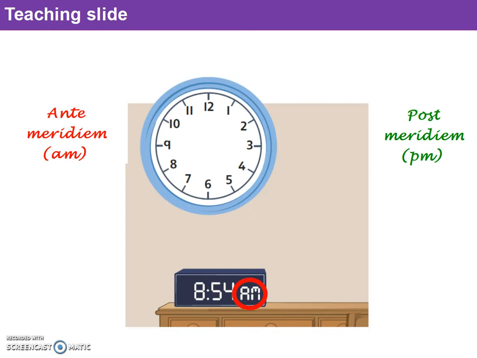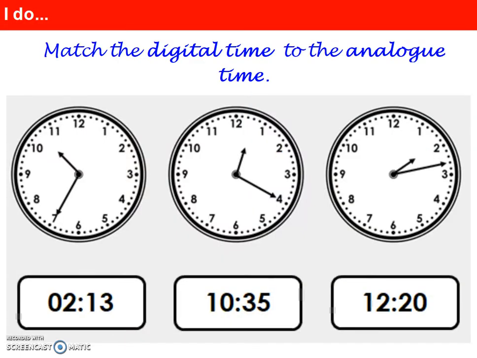So in this case, we've got 8:54, and it's AM, which is ante-meridian, which means this is going to be in the morning. This is going to be between midnight and 12 o'clock noon. So in this case, it will be the morning. Now the rest of your activities are going to be looking at this mixture of digital clocks, the numbers, and analog clocks, that round clock face with the hands, and identifying the different times and matching them up.